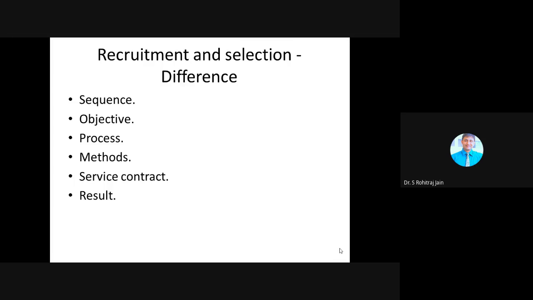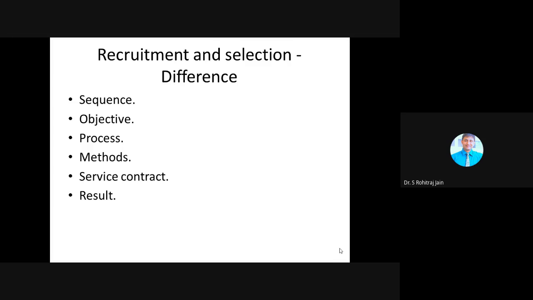Then, very important, we understood the major difference between recruitment and selection. So, students, can I ask you a question? In terms of sequence, which will come first, recruitment or selection? Sir, recruitment. Yes, recruitment is always conducted before the selection process. Correct? Selection is always conducted after the recruitment process.